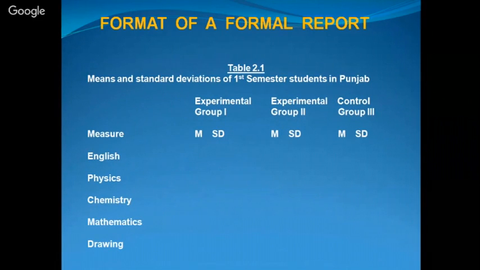For example, ये मैंने बनाया Table 2.1, means and standard deviation of first semester students in Punjab. Okay, so measures are taken: English, physics, chemistry, mathematics, drawing. Okay. Then mean and standard deviation of experimental group 1, mean and standard deviation of group 2, and mean and standard deviation of group 3, control group. So this table you can prepare 2.1, because it is appearing in the chapter 2 and it is the first table.